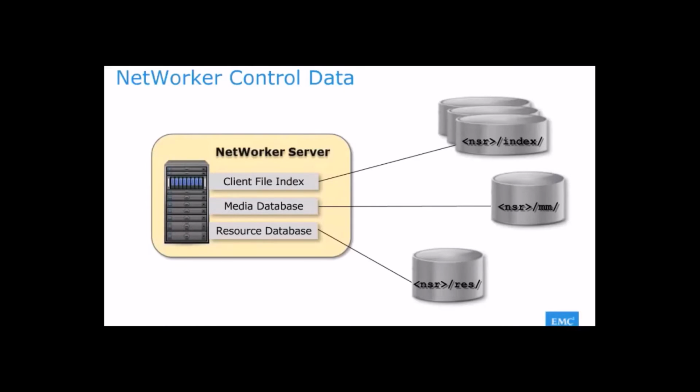NetWorker control data collectively represents the NetWorker configuration information and the backup tracking information stored on the NetWorker server. The resource database contains the configuration resource files. The media database is the NetWorker database used to track the backups and the volumes they are stored on. Client file indexes, or CFIs, are the NetWorker databases that track each file or path name in a client's backup, allowing clients to browse their backups for files from a particular point in time. The NetWorker server creates and maintains one client file index per client.